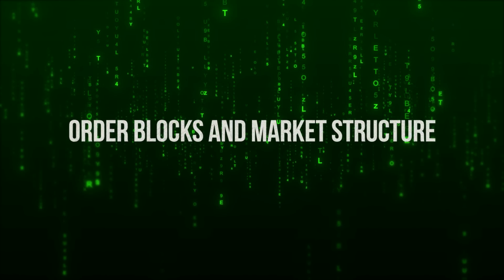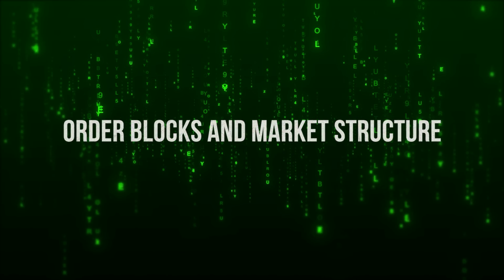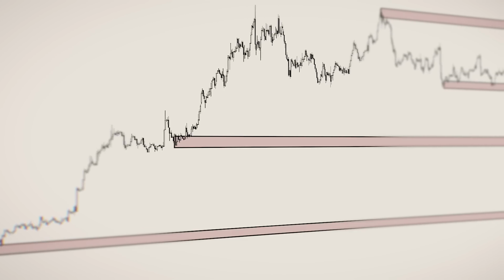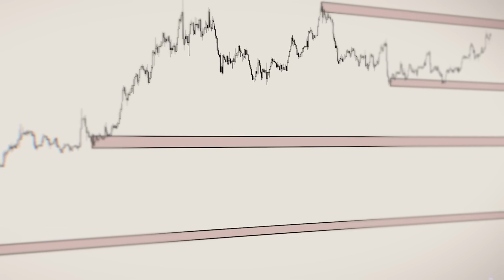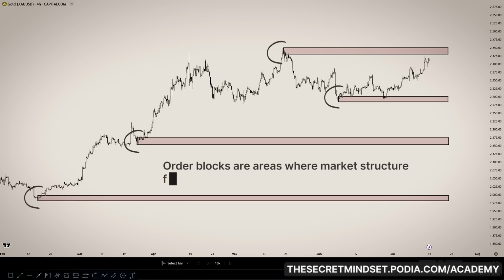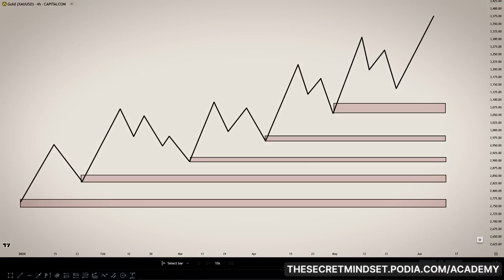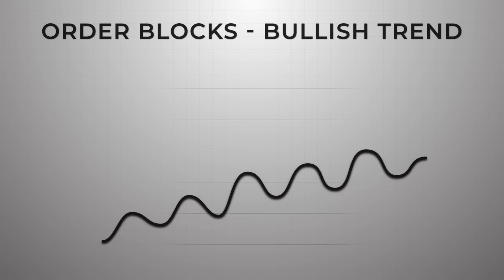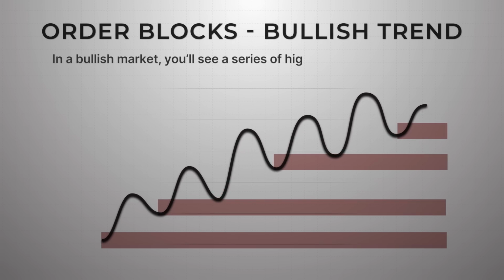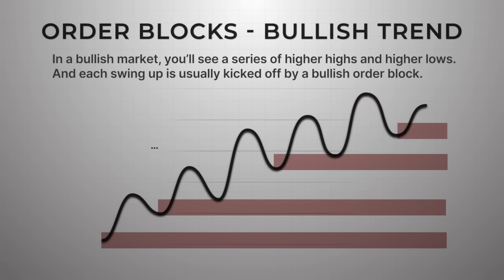Order blocks fit into the bigger picture of market structure. Market structure shows the overall flow with its twists and turns. Order blocks are areas where the flow can suddenly change direction. In a bullish market, you'll see a series of higher highs and higher lows. And each swing up is usually kicked off by a bullish order block. These blocks are like stepping stones, marking the path of the uptrend.